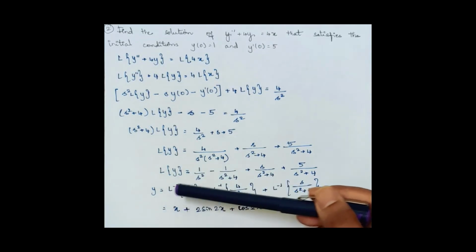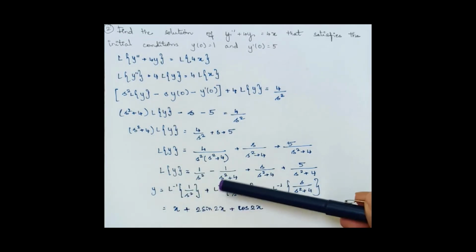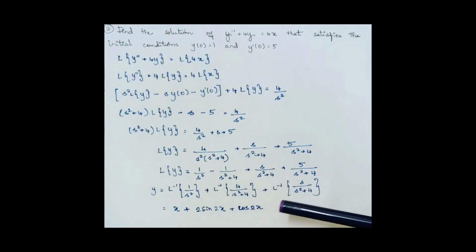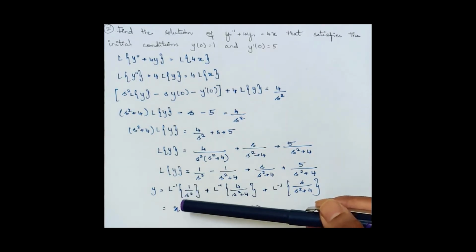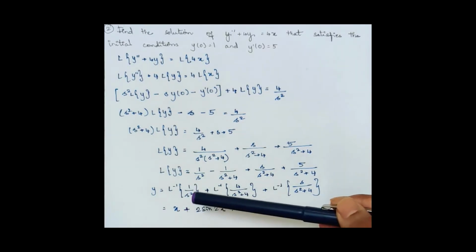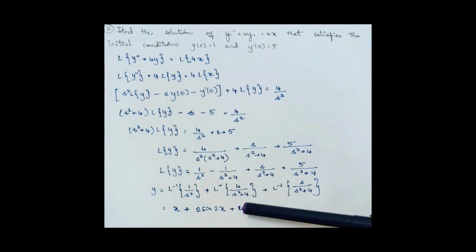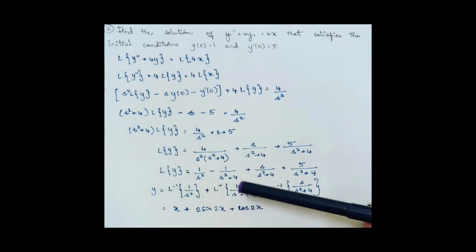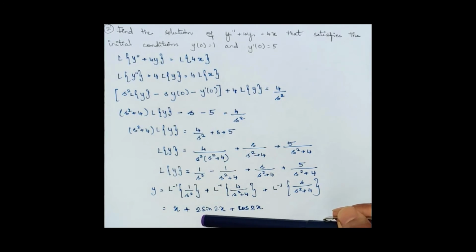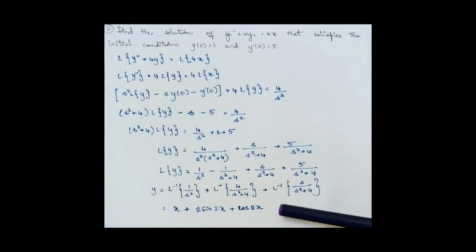So y is equal to inverse Laplace transform of 1 by s square plus inverse Laplace transform of 4 by s square plus 4 plus inverse Laplace transform of s by s square plus 4. Now you can see that the inverse Laplace transform of 1 by s square is x. Here you need 2, this is of the form 2 by s square plus 2 square, which can be written as sine 2x. So you have 1/2 extra which will come outside. So you can write this term as 1/2 into sine 2x. And this can be written as cos 2x. So this is your solution for the given differential equation using Laplace transform.